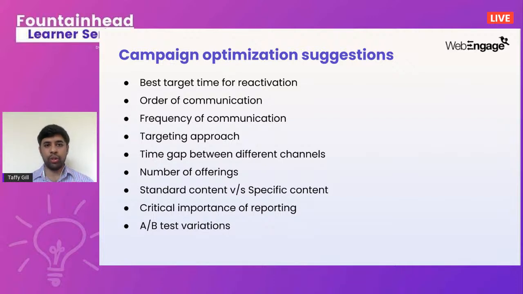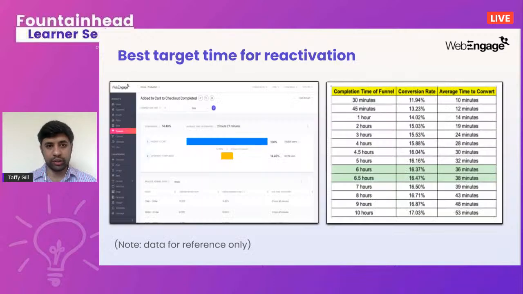Okay, now let's come on to the avenues that you can use to optimize the campaigns that are already running. We have identified a few action items, starting from the best target time for reactivation, to the order of communications, the frequency at which you should be reaching out to your users, the targeting approach, how aggressive or how subtle it should be, the time gap between these channels, the number of offerings that should be a part of the template, standard content versus more personalized content, and a few other aspects for which we'll just get started with the discussion.